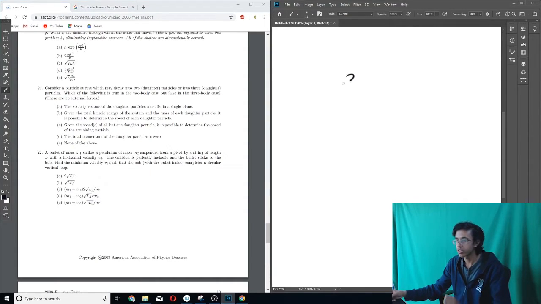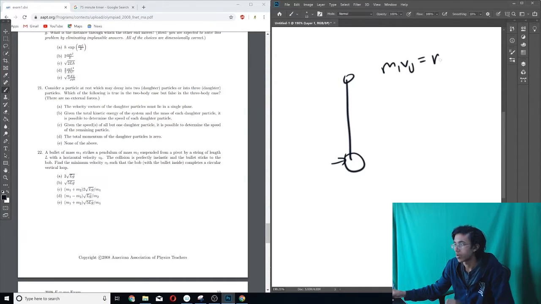Okay, so this is a fairly typical problem, right? So we have a pendulum, and then the bullet hits it, and then it's just an inelastic collision. So we just write m1 v0 is equal to (m1 plus m2) times v prime. And then at the very top, we want the centripetal acceleration to be mg, basically.